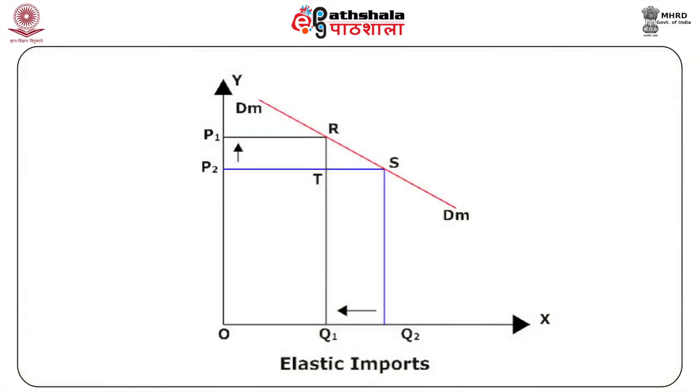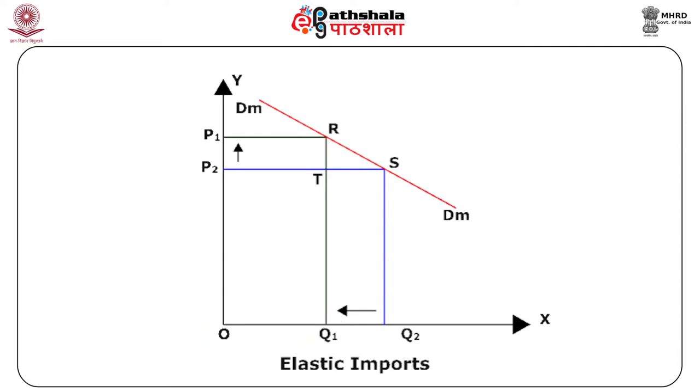The figure represents a case of elastic import demand. It measures import price in terms of domestic currency. Prior to devaluation, import price is OP2 and imports OQ2. Post devaluation, import prices in domestic currency rose to OP1 and as a result, elastic imports fell subsequently to OQ1.